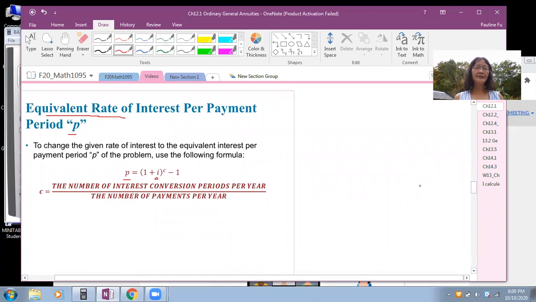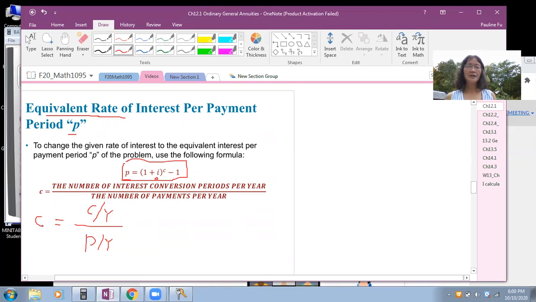Once you understand C, we'll introduce the equivalent rate of interest per payment period, P. P, by definition, is equal to (1 + I) raised to the power C, minus 1. Remember, C equals the number of interest conversion periods per year over the number of payments per year. I is the periodic interest, and P is the equivalent rate of interest per payment period.